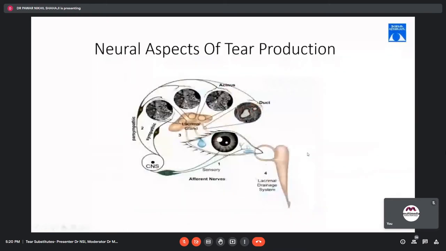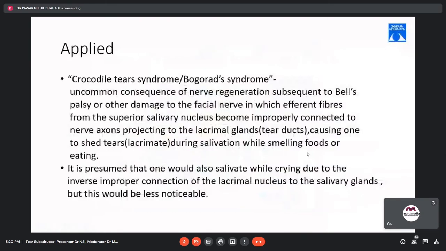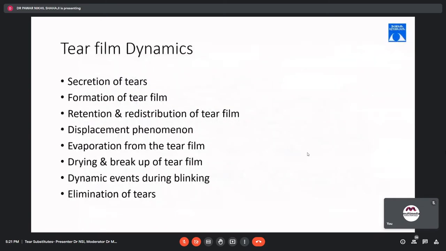So this is crocodile tears or Bogorad's syndrome. This is an uncommon consequence of nerve degeneration subsequent to Bell's palsy, or damage to the facial nerve, in which efferent fibers from the superior salivary nucleus become improperly connected to the nerve axons projected into the lacrimal gland, that is the tear ducts, causing one to shed tears during salivation while smelling foods or eating. It is presumed that one would also salivate while crying due to the inverse improper connection of the lacrimal nucleus to the salivary glands. This was the physiology.